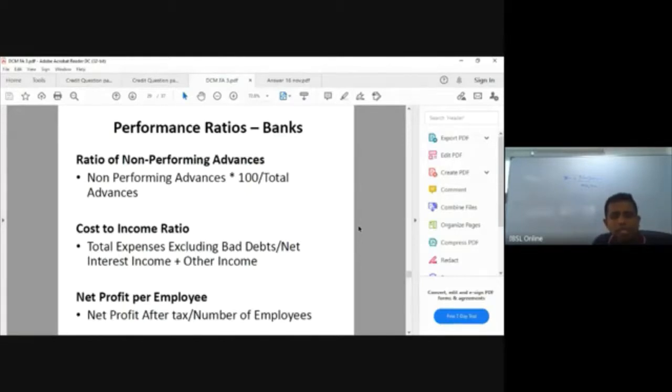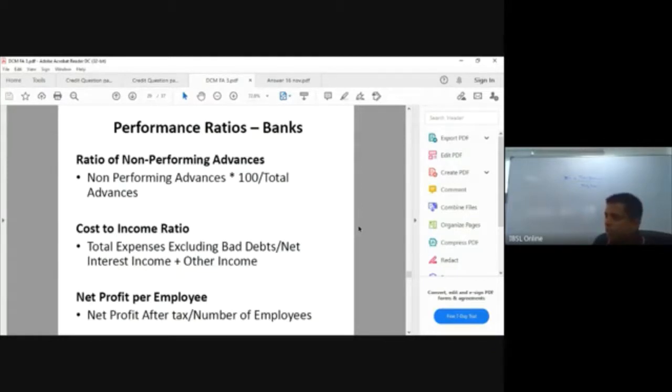Then the second ratio is the cost to income ratio, where you take the total expenses excluding the bad debts provision, divided by the total income of the bank, that is net interest income and other income. The lower the ratio, the better it is. This ratio means when you earn 100 rupees of income, what is the cost? The lower the ratio, the better it is.